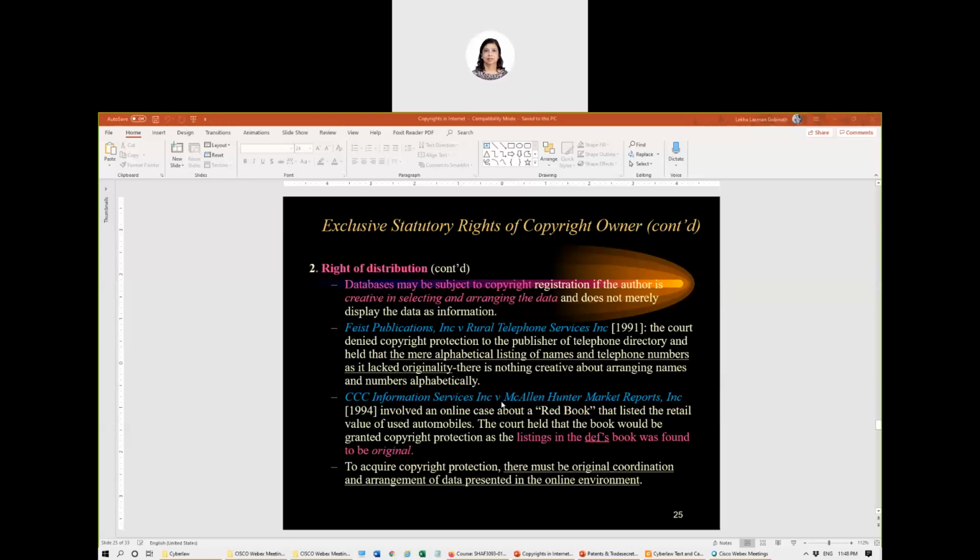So in essence, we can summarize from these cases, there must be some kind of original coordination of the data and the arrangement of the data presented in the online environment. That means they must have done something creative, or there's some creative effort on the part of the author in the online environment, and that will entitle the copyright owner to get copyright protection. Okay.